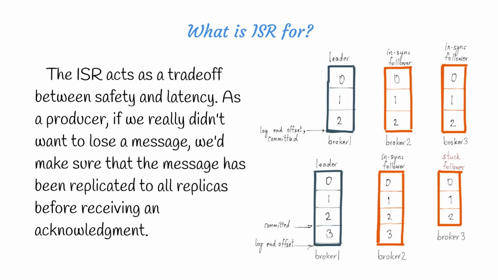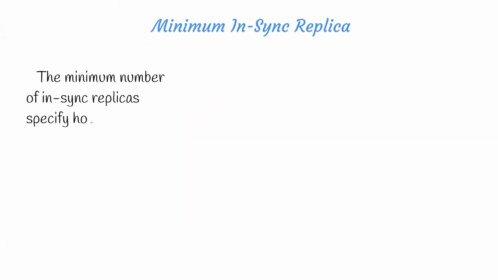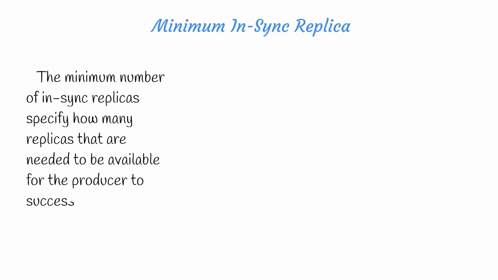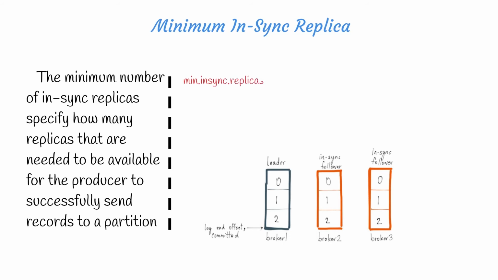When the producer uses the all value for the acknowledgement setting, it is saying, give me an acknowledgement once all in-sync replicas have the message. If a replica has failed or is being really slow, it will not be a part of the ISR and will not cause unavailability and high latency. The minimum number of in-sync replicas specifies how many replicas need to be available for the producer to successfully send records to a partition.